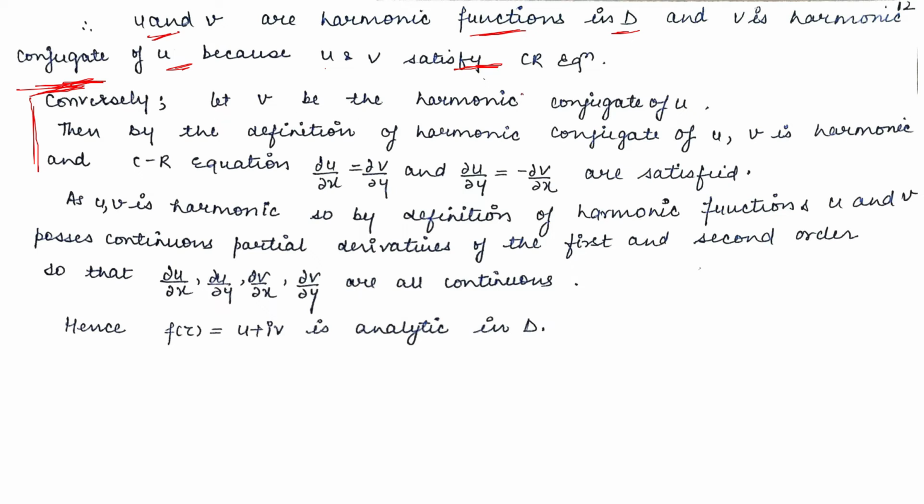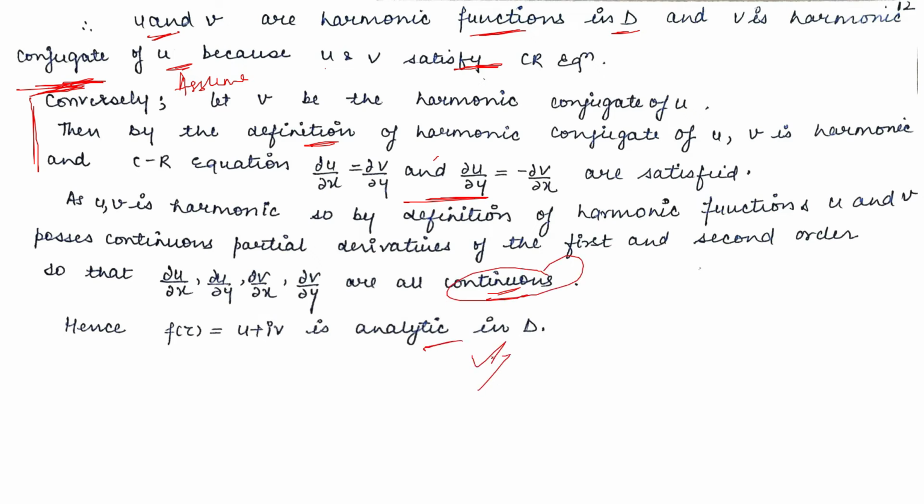Now let v be the harmonic conjugate. Now we assume that here v is the harmonic conjugate of u. Then by the definition of a harmonic conjugate, we know that v is harmonic. Secondly, v and u satisfy the CR equations. As u and v are harmonic, u is also harmonic, v is also harmonic. So by the definition of a harmonic function, the partial derivatives of u and v of the first and second order exist, and all are continuous in nature, and this tells that the function is analytic. I hope this is clear.